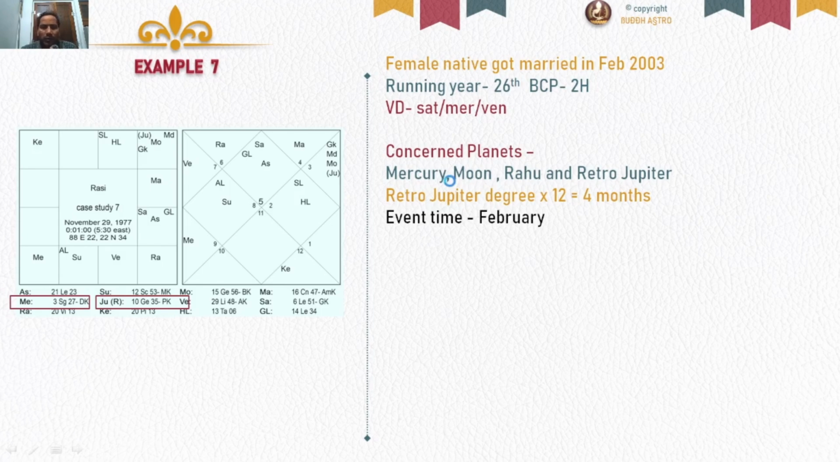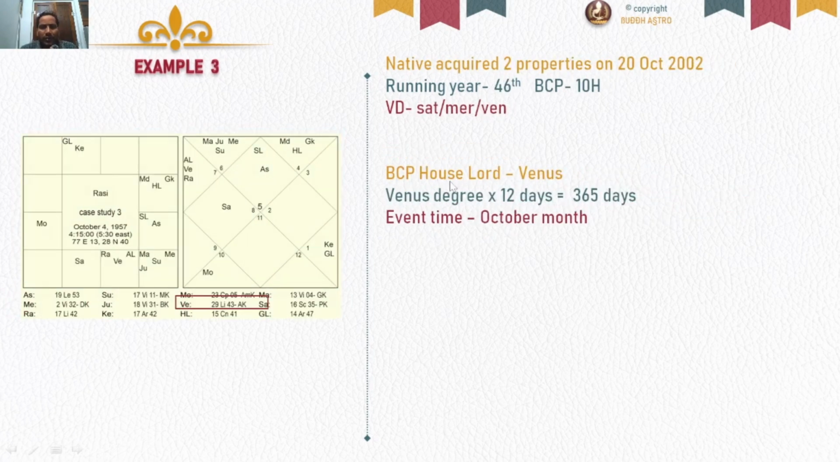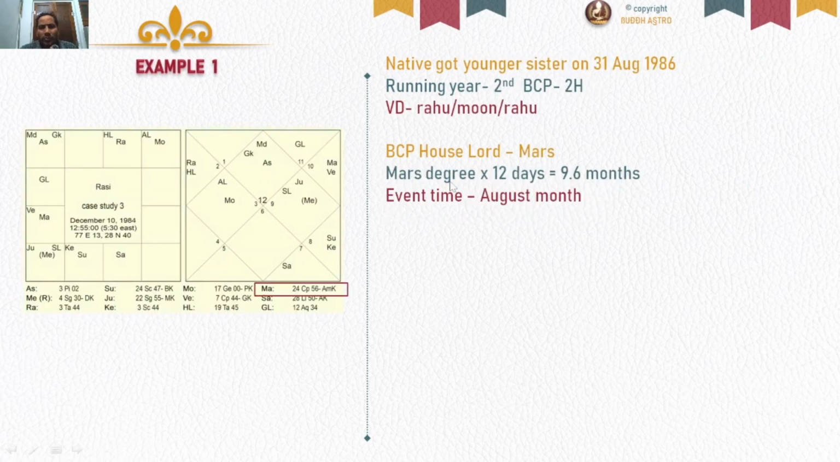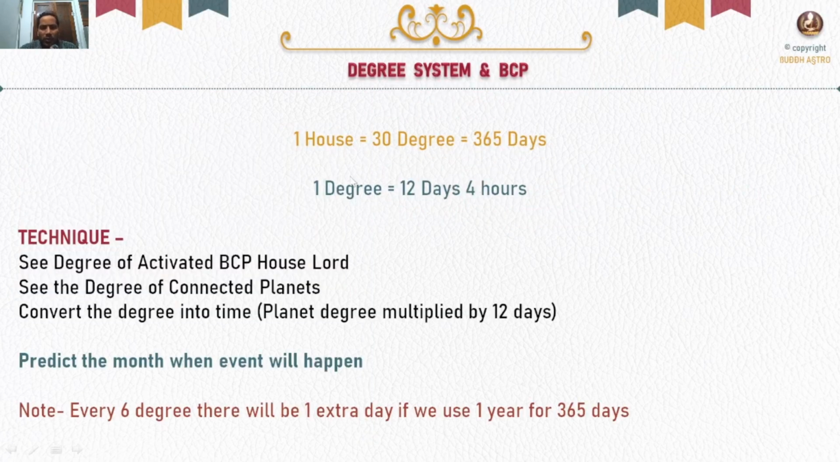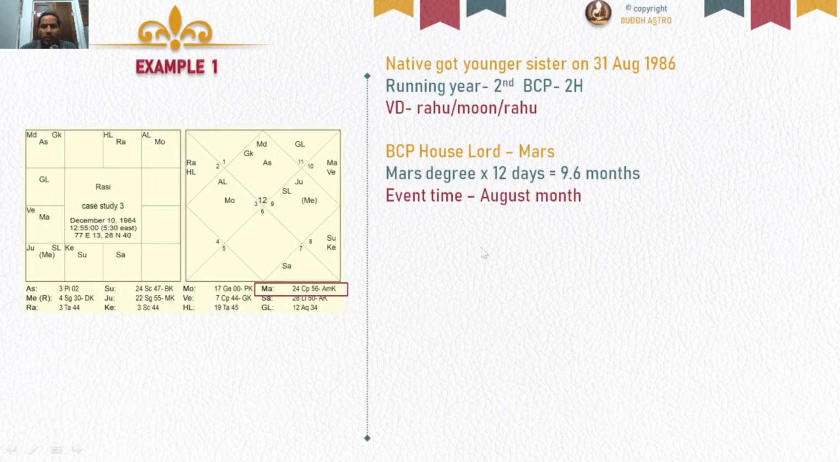But practice this degree system, and you have to remember this factor only. 1 degree is equal to 12 days 4 hours. So just multiply this factor by the planet degree and you will get the event. Like here we did Mars degree multiplied by 12 days. So after 9 months this event must have happened. If you count 10 December to 31st August, you will get event time will be August only, or approximately August. So sometimes we predict like either in August or September this event will happen, right? So this is how you can predict.